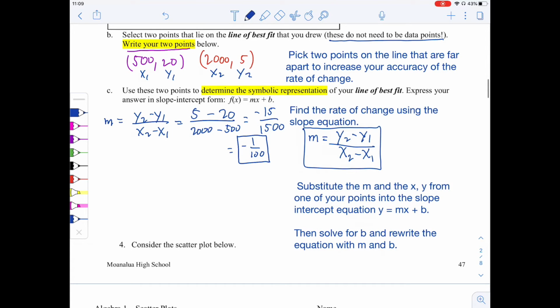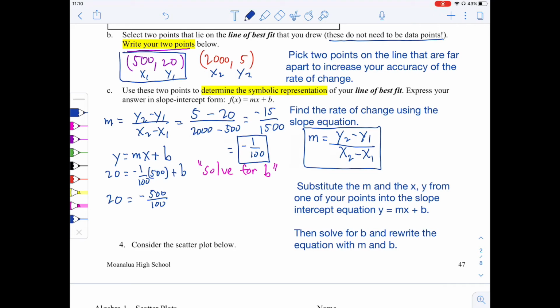Once we have our slope, we can use the solve for b method. Substitute your slope and one of your points, let's use the first one, into slope-intercept form, y equals mx plus b. Our y value is 20, our m value just found is negative 1 over 100, our x value is 500, plus b. We're going to solve for b. So 20 equals negative 1 over 100 times 500, which is negative 500 over 100, plus b. So we get 20 equals negative 5 plus b. We add 5 to both sides, so we get 25 equals b.